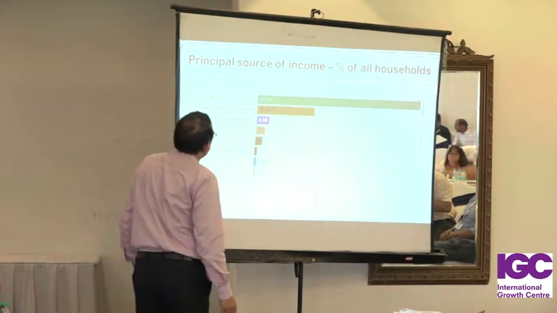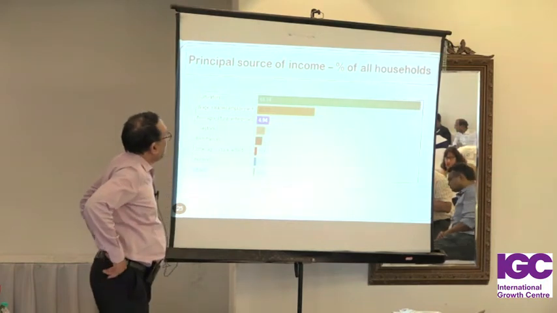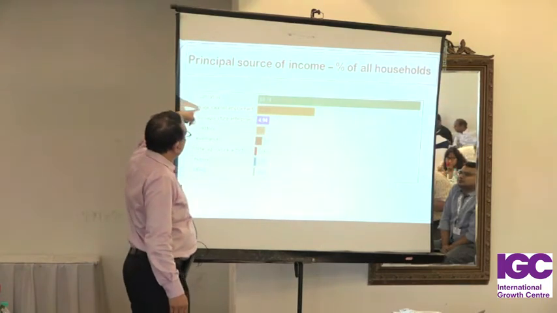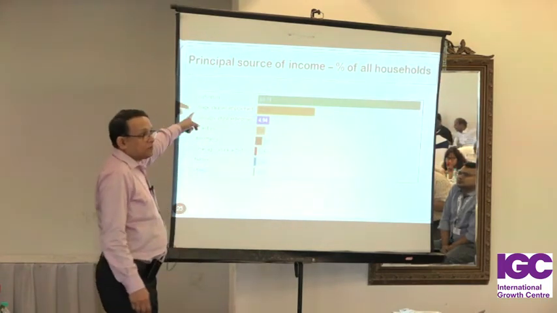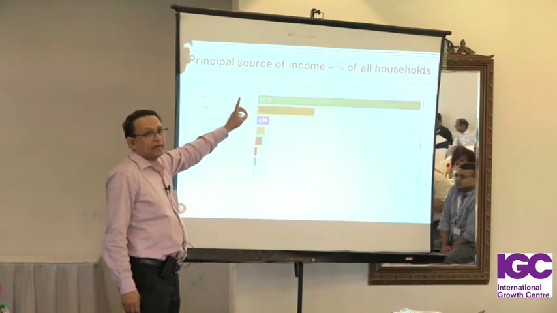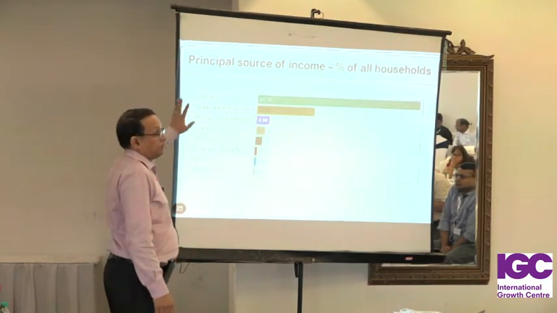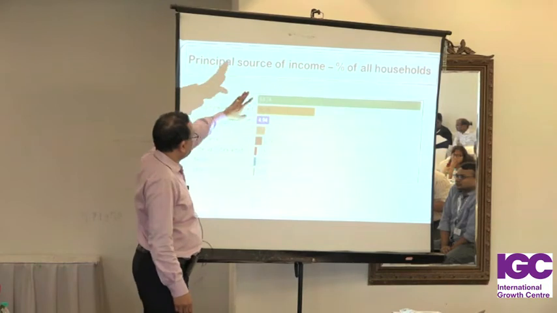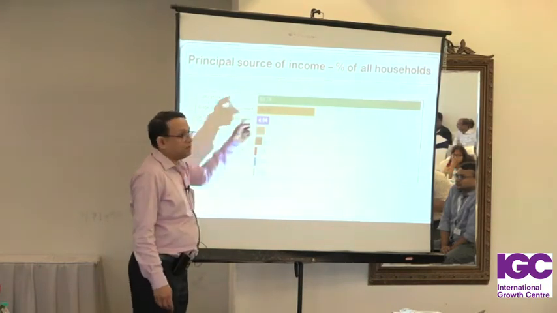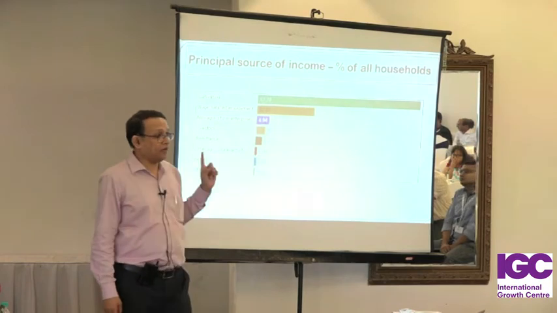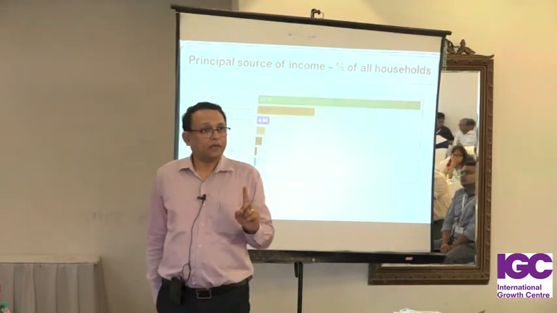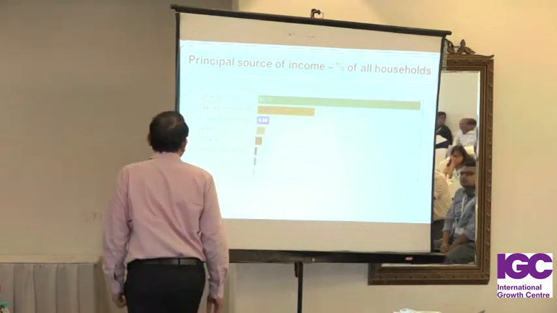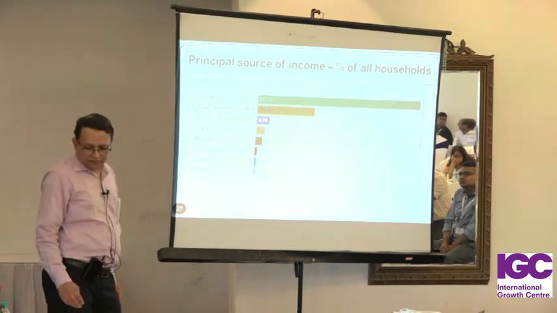Principal source of income. This is the percentage of all households that is reporting cultivation, 63%. 22% say their principal source is wages and salaries in the rural areas. Agricultural households reporting wages and salary as the principal source. Nearly 5% say non-farm enterprise, non-agricultural enterprise, is their principal source. And then you have livestock, remittances, etc. coming up.